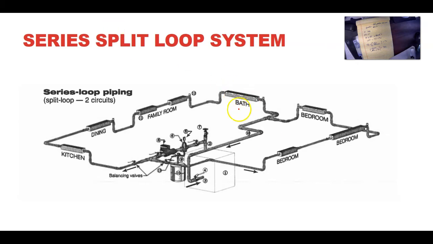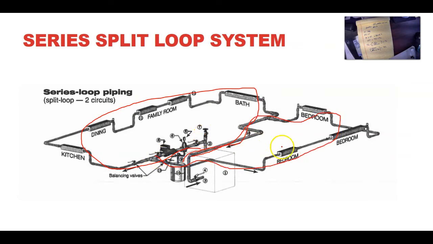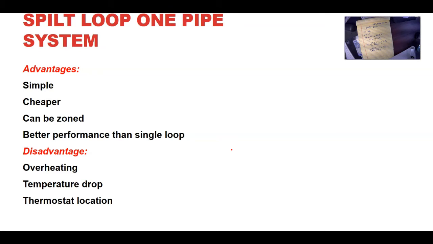So if you notice here, the water is coming out, is going to one loop, and it comes back into this manifold, and another loop goes from here and goes to another manifold over here. Again, we added more piping. Again, piping does cost money, so we would like to economize, but this is a little bit better than having one zone in series. It's simple. Again, it's cheaper than having two pipe system, which we'll talk about soon, and it can be zoned. We have two zones only. It has better performance than single loop.